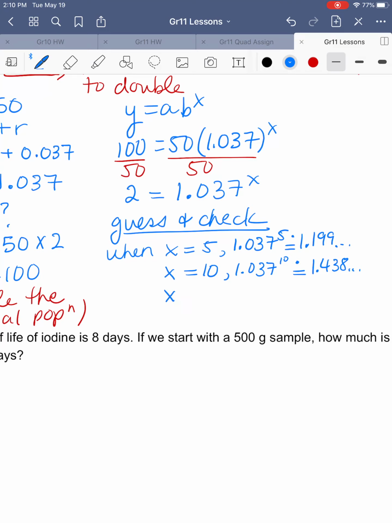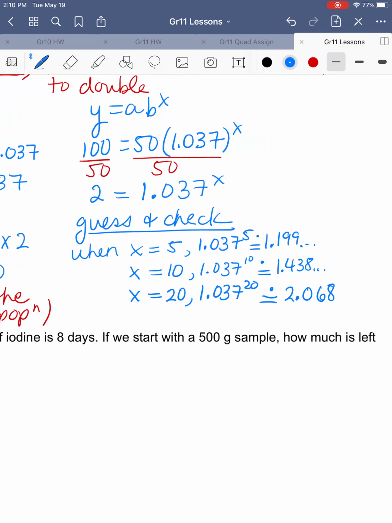So I'm going to jump by 10. So let's try when x is equal to 20. So 1.037 to the power of 20. That is equal to approximately 2.068 and so on. So many more decimal places later. Well, look, we have 2.0.